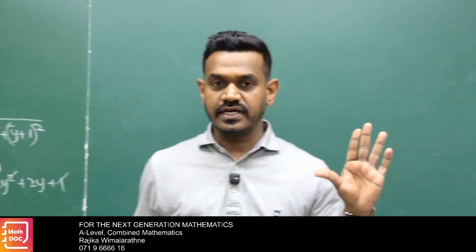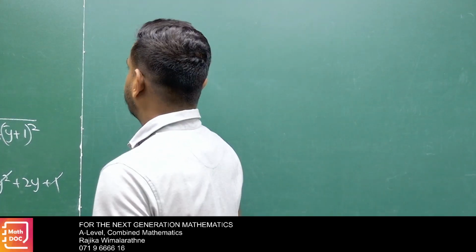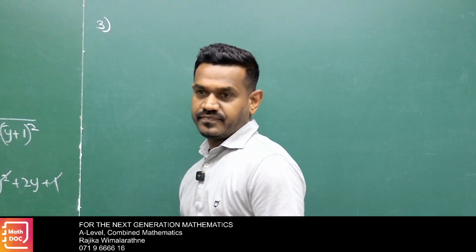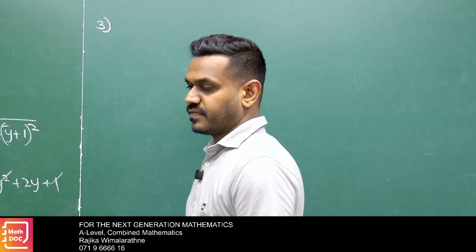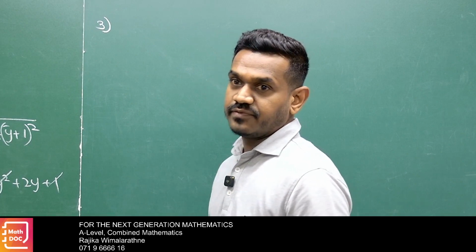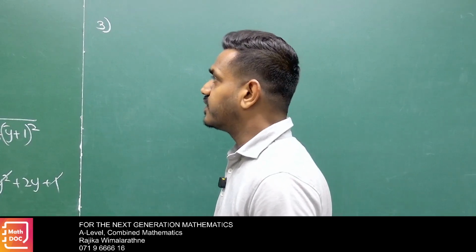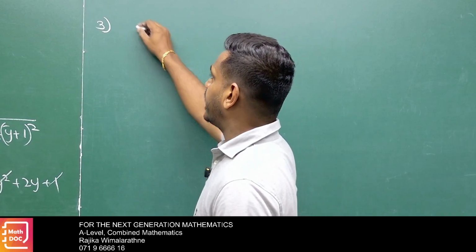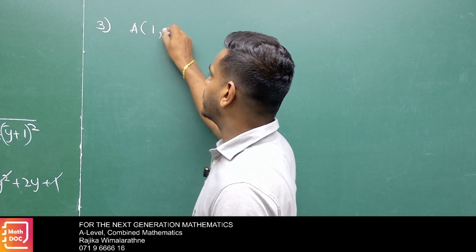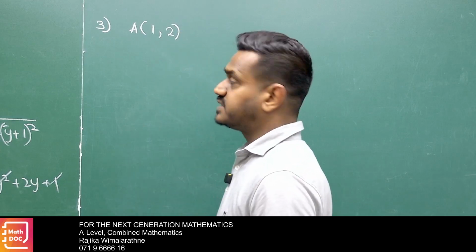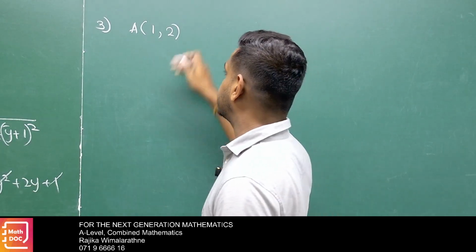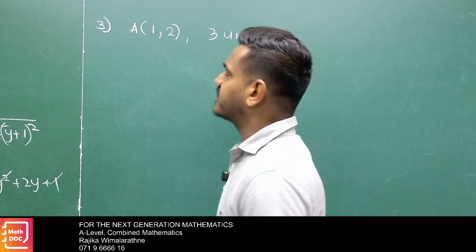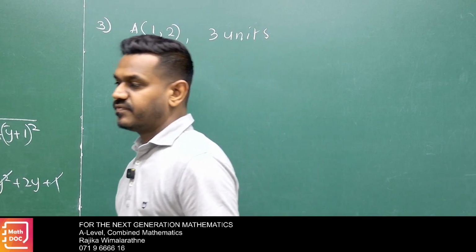Okay, now third one. Find locus of the variable point P where the distance from A (1, 2) is 3 units. Okay, you try.